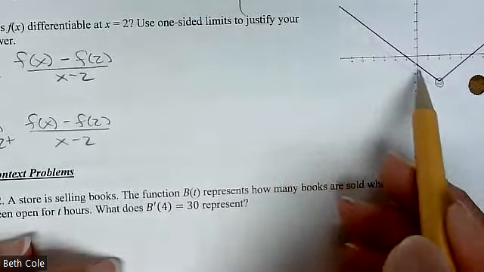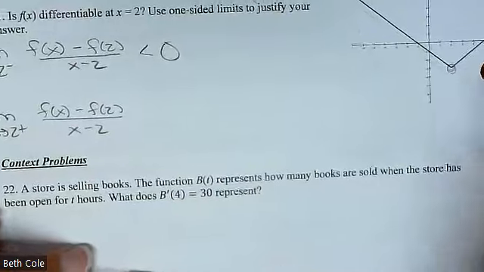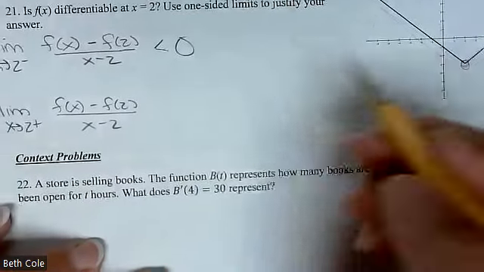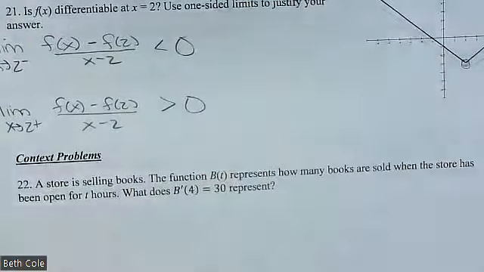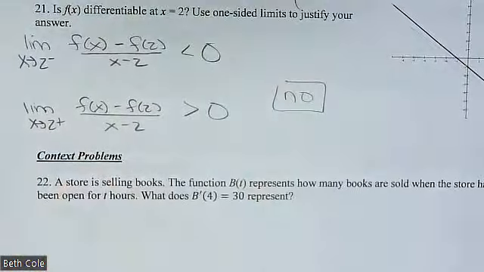Now, you can state what these slopes are exactly because they're linear, or you can just say that from the left, our slope is negative, and from the right, our slope is positive. And so then the answer is no. And this is your justification.